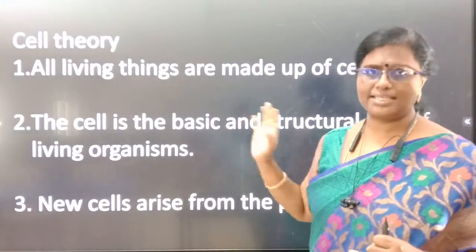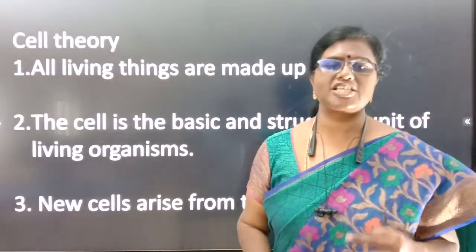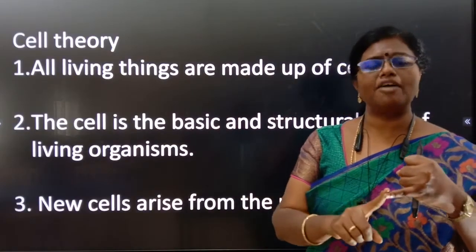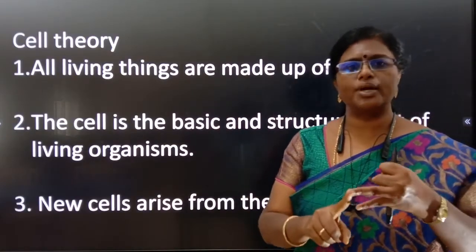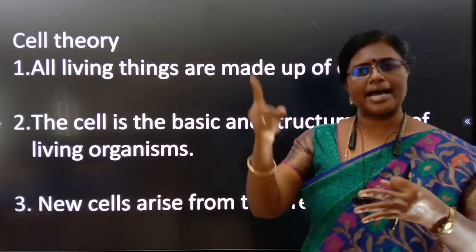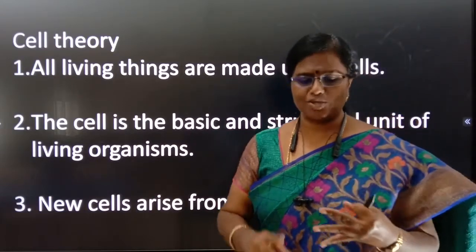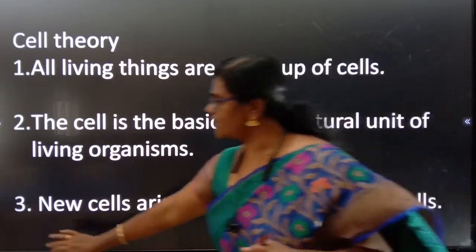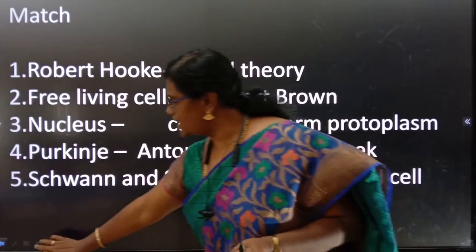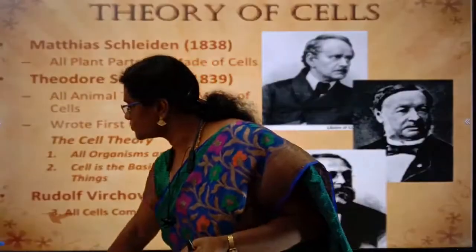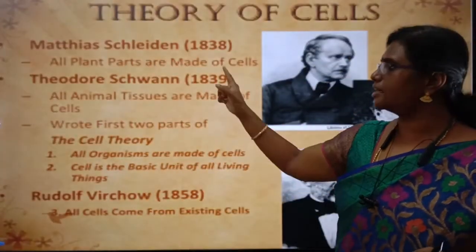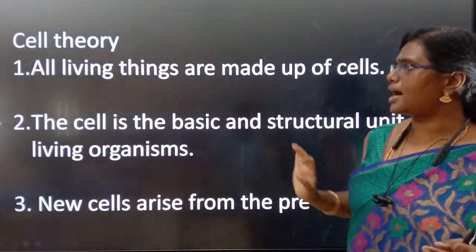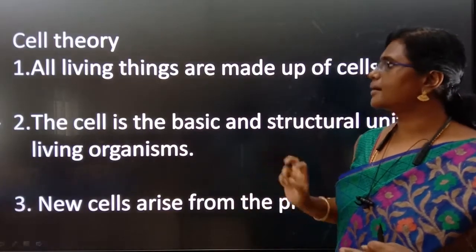Now we will see the cell theory. These are the 3 points which come under cell theory. First, all living things are made up of cells. Second, cell is the basic unit of life. Third, cells arise from pre-existing cells. So these are the 3 points which come under cell theory. The 3 names you have to remember when we study cell theory are Matthias Schleiden, Theodor Schwann and then Rudolf Virchow. So here are the points of cell theory.